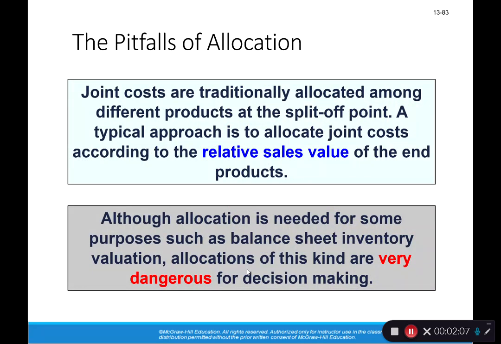Joint costs are traditionally allocated among different products at the split-off point, and a typical approach is to allocate them using the relative sales value. Although the allocation is needed for some purposes, such as balance sheet inventory valuation, that allocation can screw us over and make decision-making inappropriate, because if you include irrelevant costs in your decision-making, you're going to arrive at the wrong conclusion.